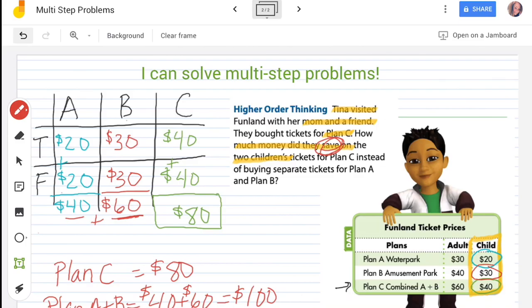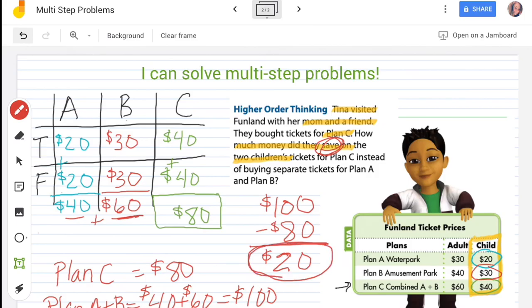If you're thinking subtraction, you are right. If I know that Plan A and B cost $100 and I only paid $80 under Plan C, I'm going to subtract them to find the difference. $100 minus $80 is what? $20. So that means that they saved $20.